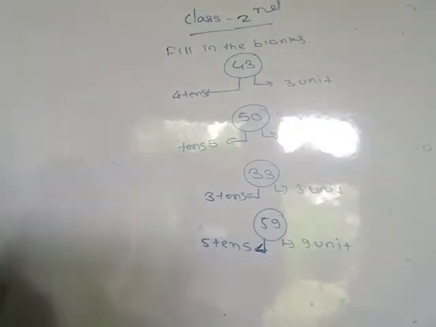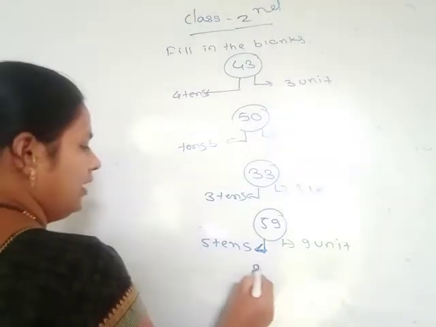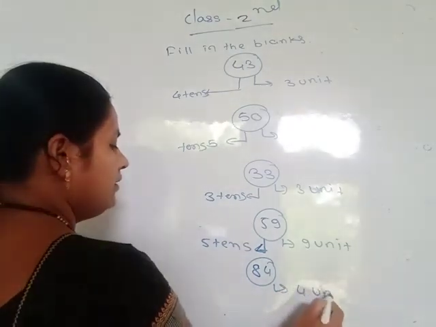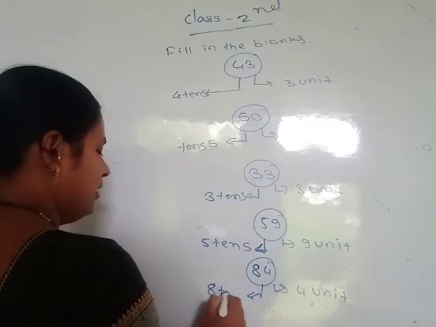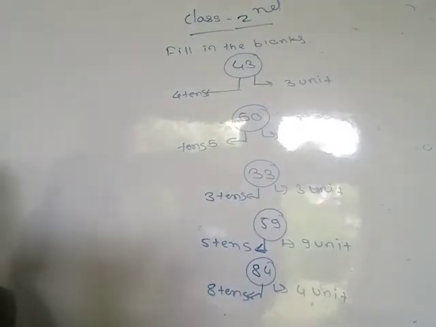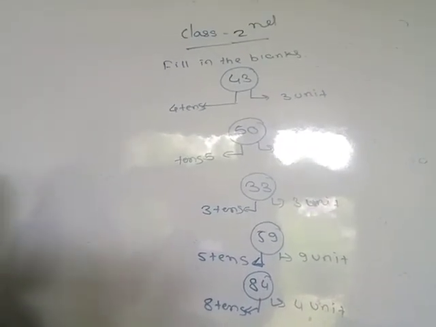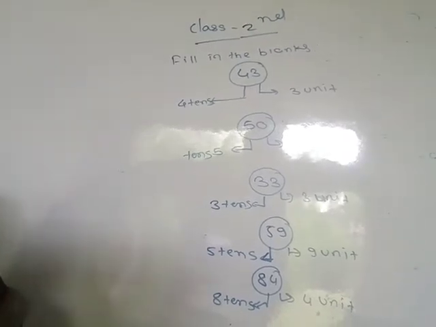Then next one, 84. Then you write here 4 units and 8 tens. 8 tens means 80 and this 4 units. Then 80 plus 4 is equal to 84.